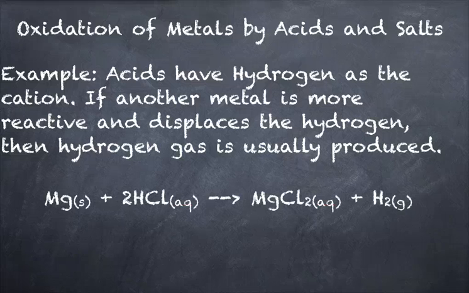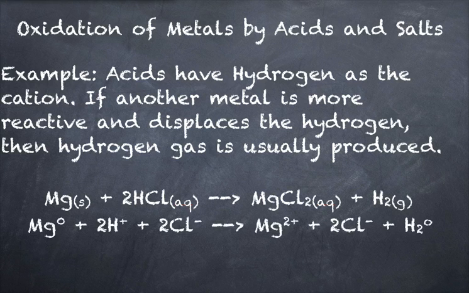So here's an example. We have magnesium. This is a balanced reaction. Magnesium is put into hydrochloric acid. So magnesium is solid magnesium metal. Hydrochloric acid, remember, breaks apart. It breaks apart into hydrogen and chlorine. Okay, so here's the net reaction.